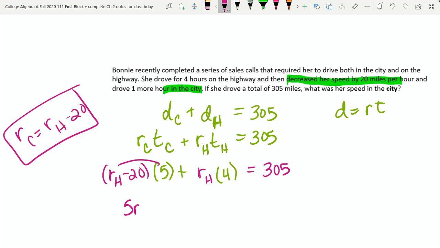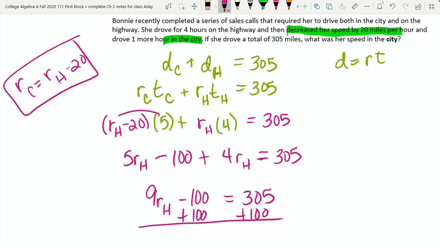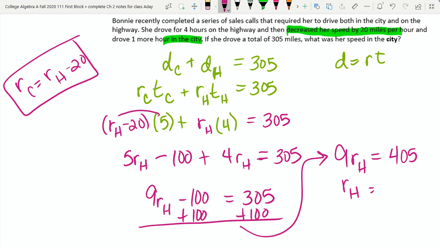Distribute, so 5RH minus 100 equals 4RH plus 4RH. So plus 4RH equals 305. Combine like terms, so 9RH minus 100 equals 305. Add 100 to both sides. So 9RH equals 405. Divide by 9, so what you get? 45 miles per hour on the highway. And the speed in the city, so rate in the city is that minus 20, so 25 miles per hour.